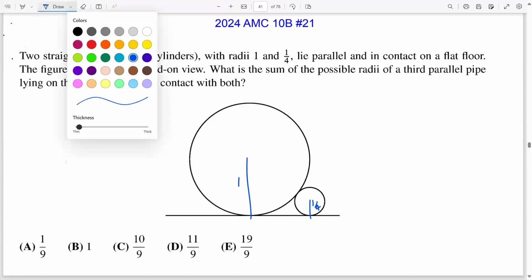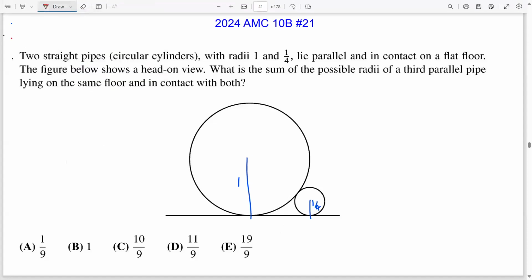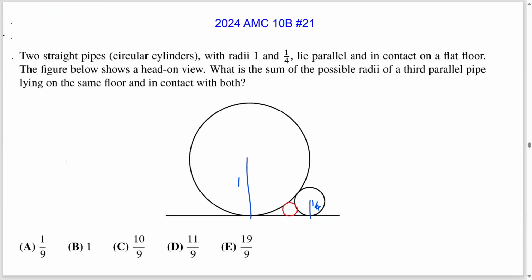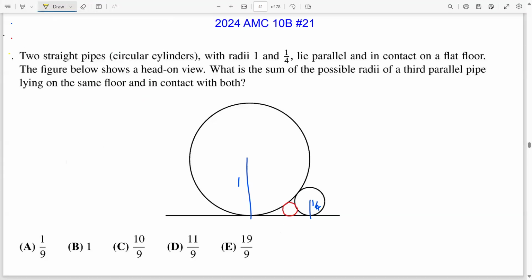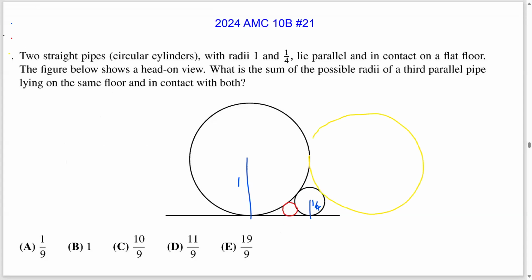So first, let's see what the third circle, or the third cylinder, is going to look like. There are two possibilities. Either the third cylinder is going to be right here, tangent to the other two cylinders, as shown by the red circle. The other possibility is that the third cylinder is going to be outside, as shown by this yellow circle.